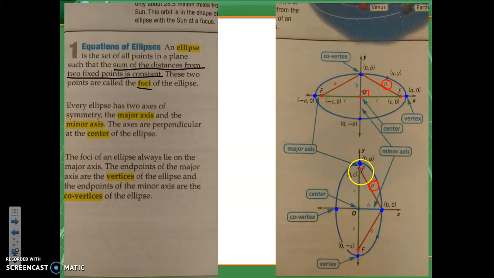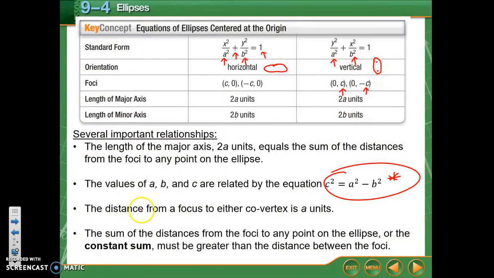The distance from a focus to a co-vertex is always A. And the sum of the distances from the foci to any point on the ellipse, which we call our constant sum, remember I said that always has to be the same, is larger than the distance between the foci. That's kind of obvious, because the distance between my foci should always be less than any distance that I'm measuring from the foci to the edge of my ellipse, otherwise I wouldn't have an ellipse.